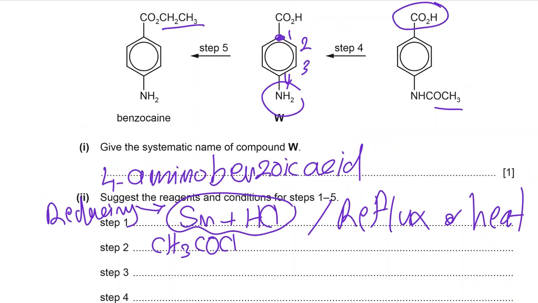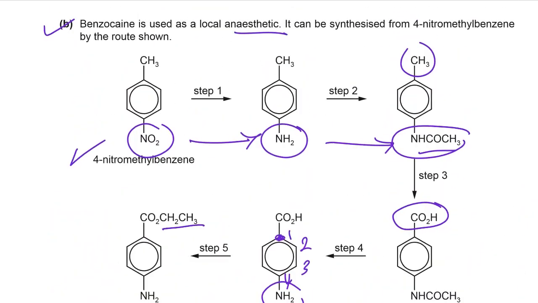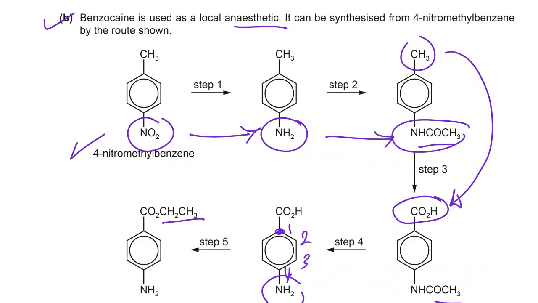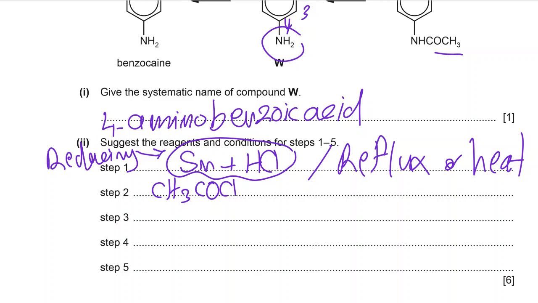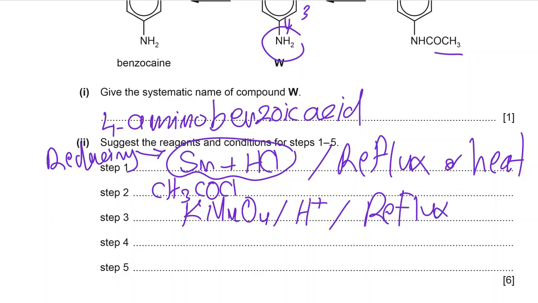Any alkyl group which is bonded to the benzene ring, if you need to convert it into carboxylic acid, that means the reaction is an oxidation reaction. So here you need to use KMnO4 in the acidic medium and reflux again.